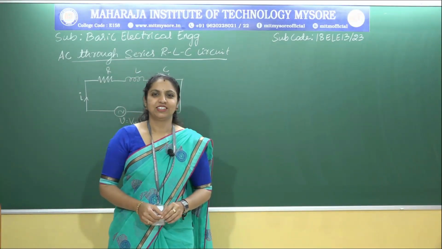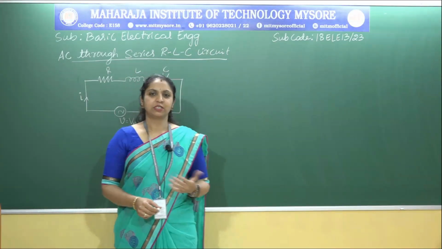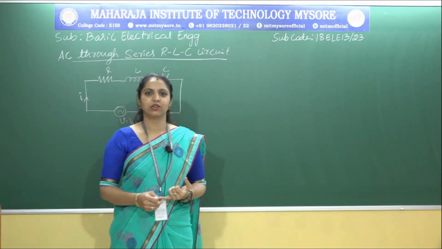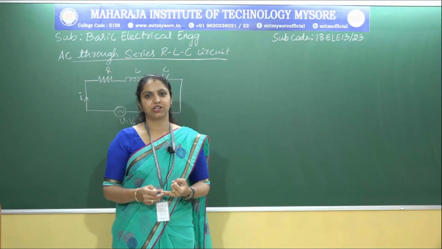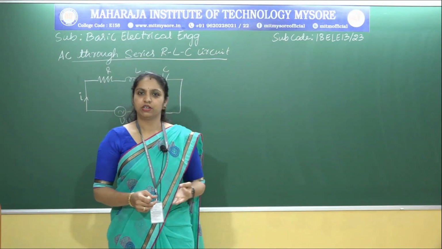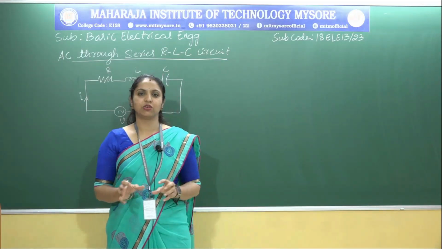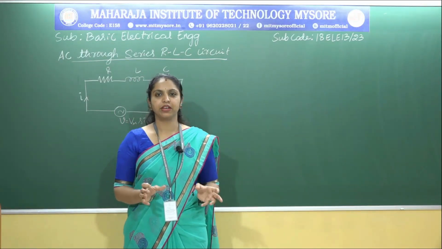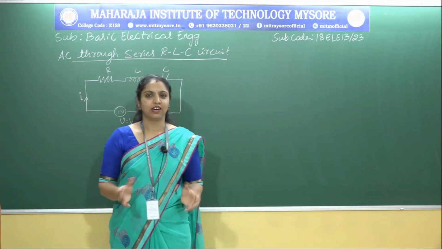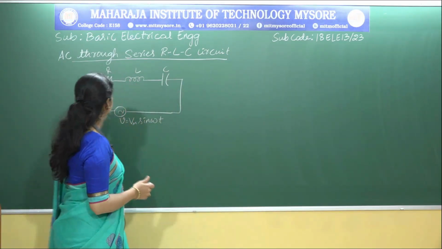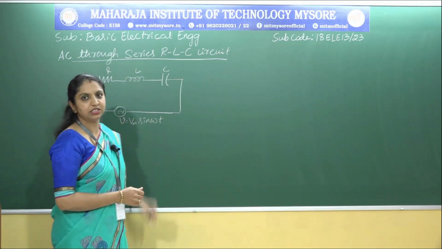Hello everyone. In the previous session, I explained the concept called AC through pure resistance circuit, AC through pure inductive circuit, AC through pure capacitive circuit, AC through the series combination of RL circuit, and AC through series combination of RC circuit. So next we shall see the combination, that is AC through series RLC circuit.